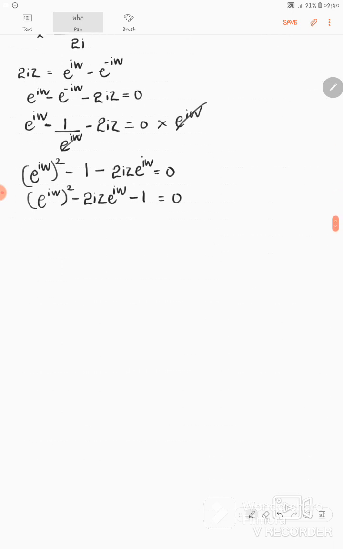We can also see this as a quadratic equation. Let me break it down. We can just say x squared minus 2izx minus 1 equals 0. That is, our x here is exponential iw. I don't want to confuse you, so let's just use exponential iw as our x.